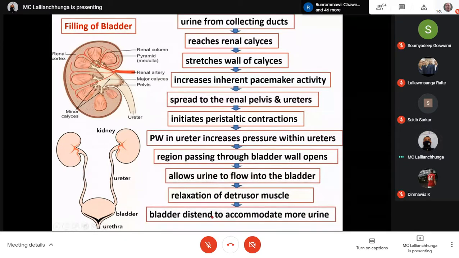After some time, the detrusor muscle relaxes and the bladder is filled with urine. This filling of the bladder happens when there is an increase in the volume of urine. It means that the bladder has to expand, or distend, to accommodate more urine. So this is how filling of the bladder takes place in short.